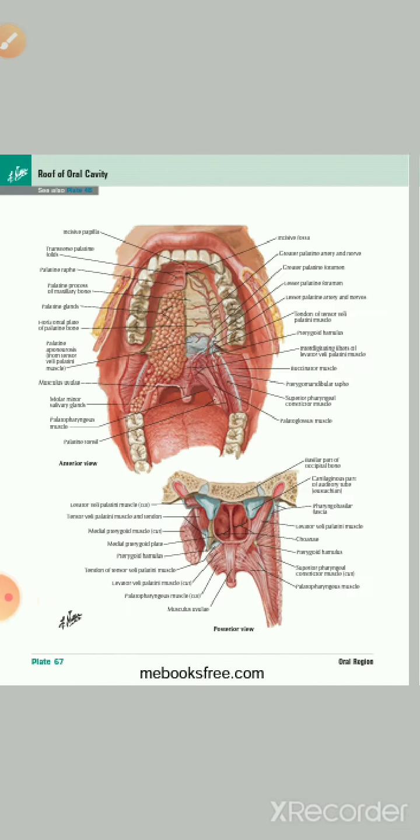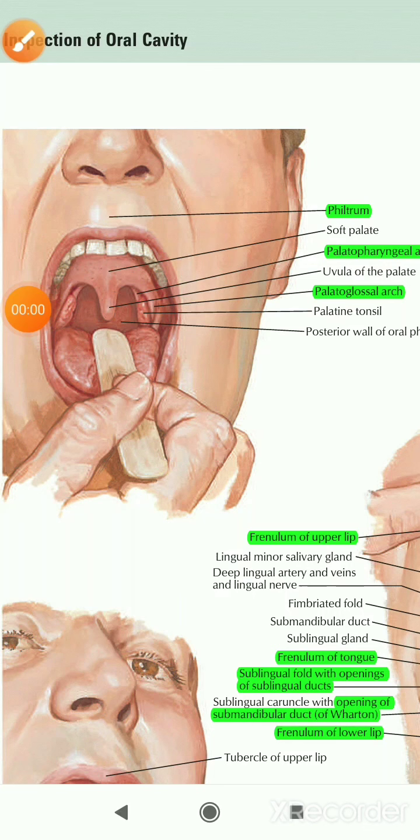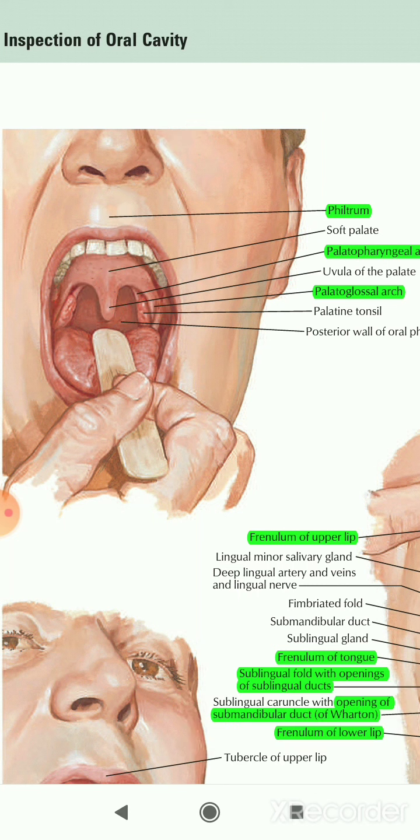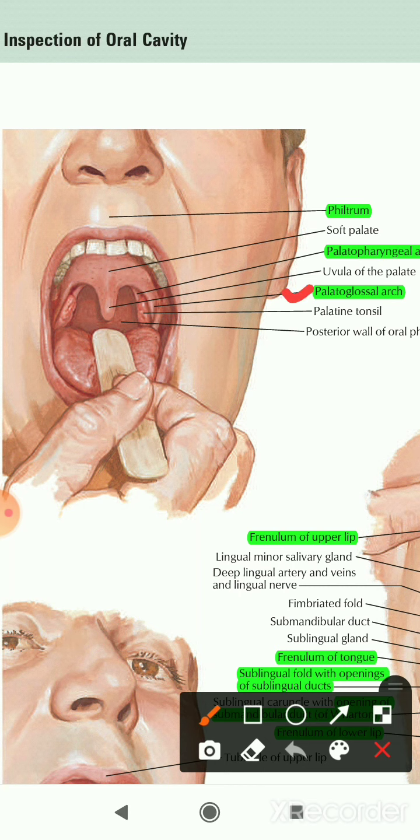Let's see another picture to see the palatoglossal and palatopharyngeal arches. So look at that. In this picture, the lower border of the soft palate presents a downward conical projection that is known as uvula. And from the uvula, two mucous folds extend downwards on each side. One is known as palatoglossal arch and another one is known as palatopharyngeal arch. You can see there is a lymphoid organ that is known as palatine tonsil. So in front of the tonsil, the arch is known as palatoglossal arch, and behind the palatine tonsil, the arch is known as palatopharyngeal arch.